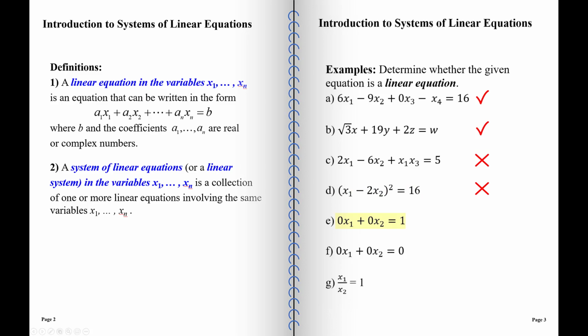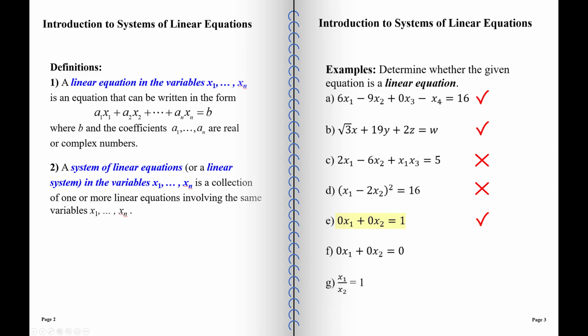Now what about E? Well, let's see. Is this linear in x1 and x2? Well, 0 times x1 should be 0. 0 times x2 should be 0. We would get 0 plus 0 equal 1. That doesn't seem to make sense. So is this linear? I'll leave it to you for a moment, and I hope you answered it. The answer is yes. This is, in fact, a linear equation.